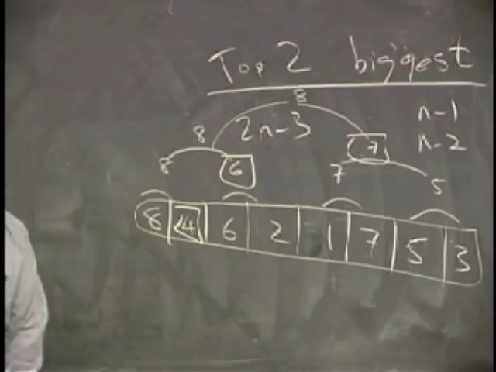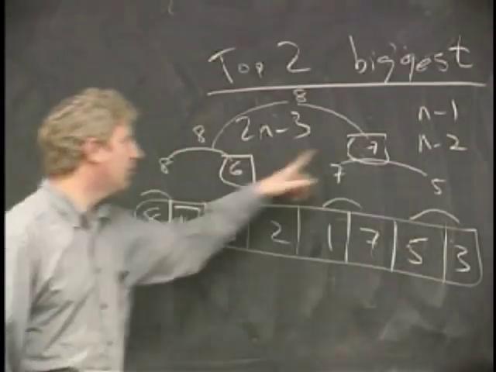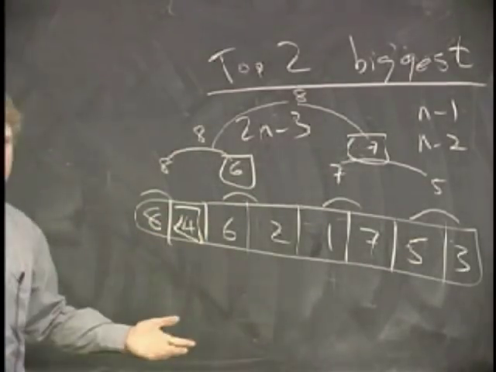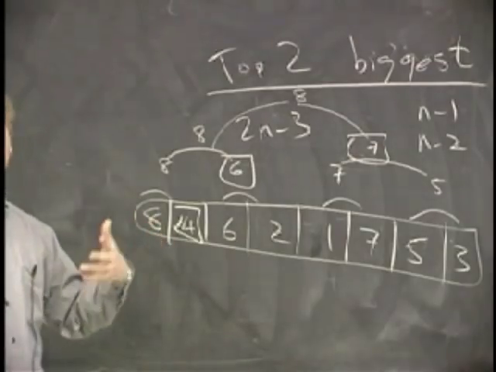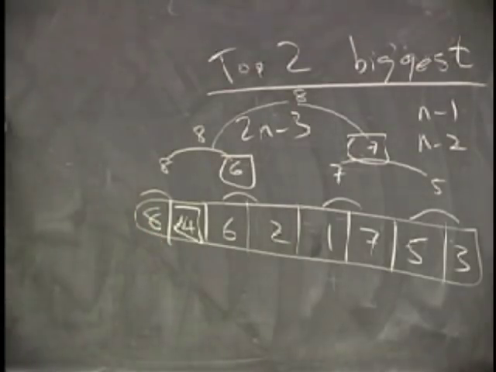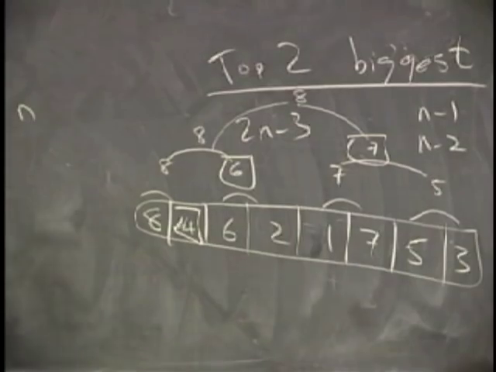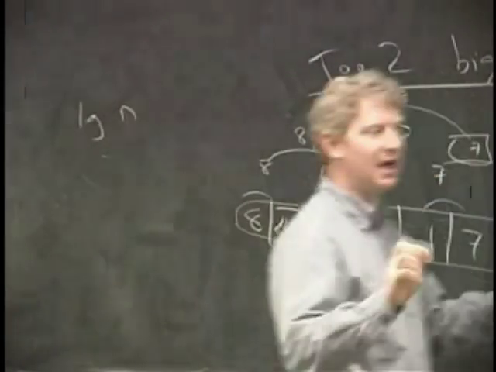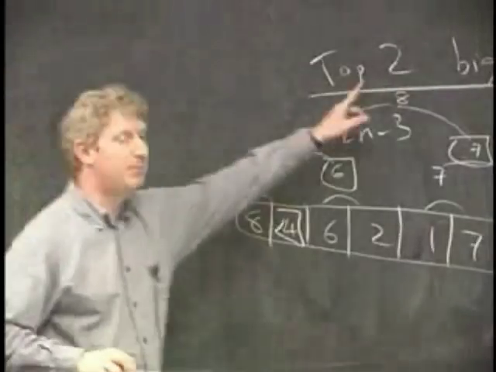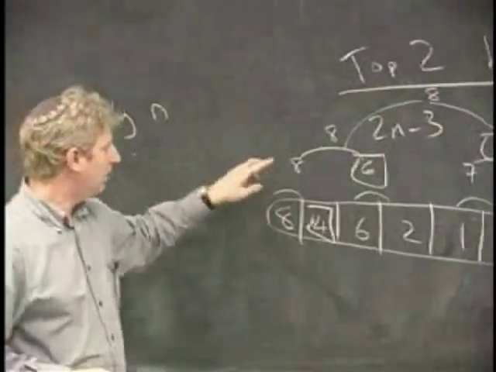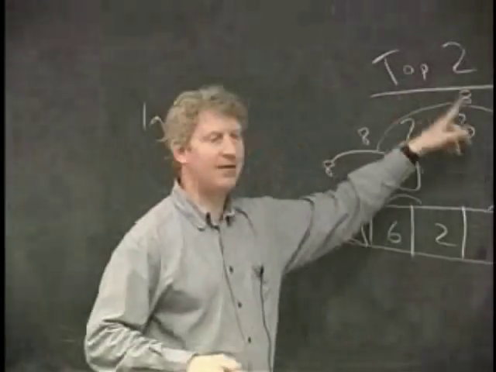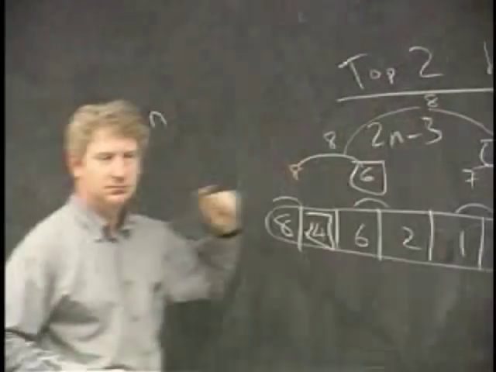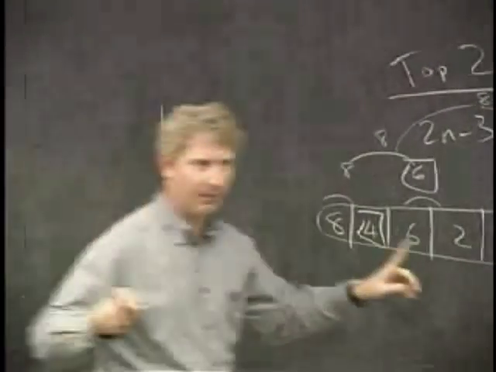How many different possibilities are there? I started with 8 things. There's 3. If I started with 16 things, there'd be 4. And if I started with n things, there would be lg n. LG stands for log base 2. Let's calculate how many steps this takes. How many steps did it take to get the biggest? N minus 1. 1, 2, 3, 4, 5, 6, 7. N minus 1. One less than the whole element.